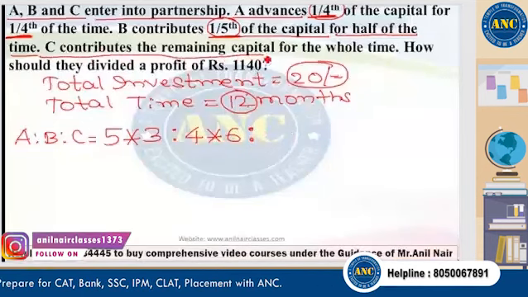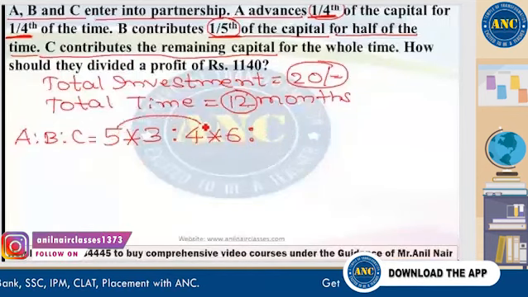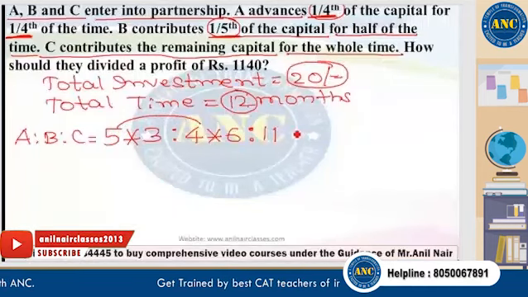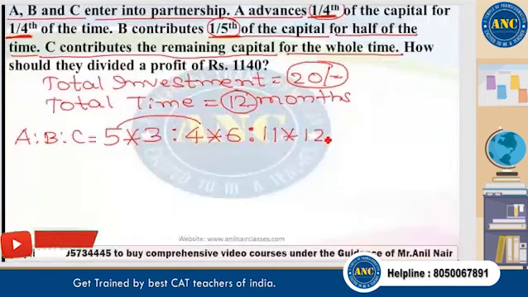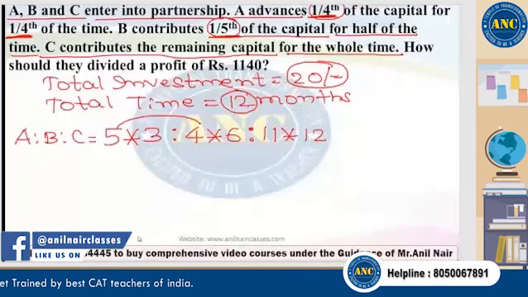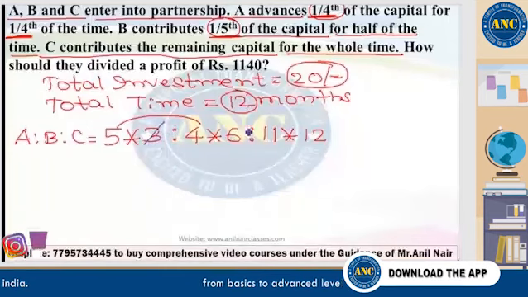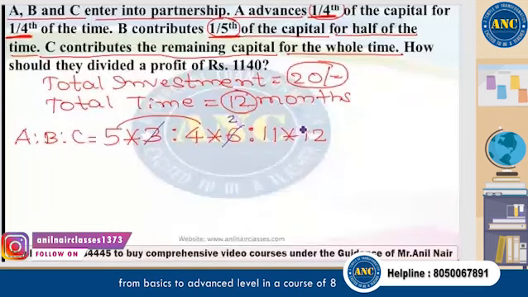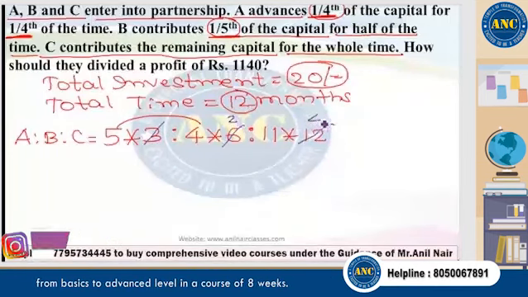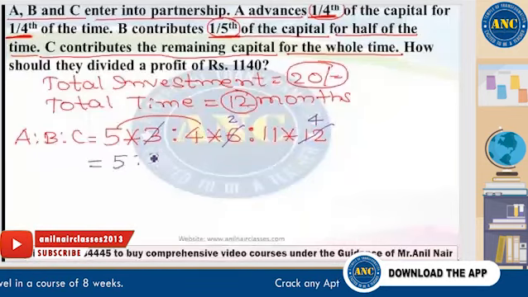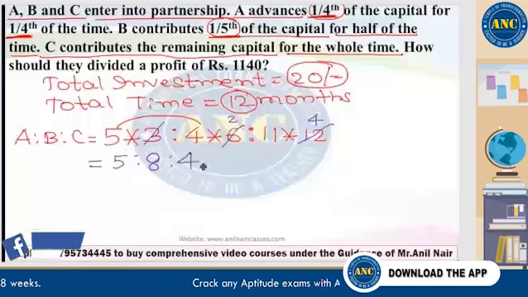C contributes the remaining capital. 5 plus 4, 9 rupees is over. Remaining is 11 rupees, for the whole time. Whole time is nothing but 12 months. If I further simplify, this is 3 into 1, 3 into 2, 3 into 4 is 12. So it is 5 is to 2. 4 into 2 is 8. 11 into 4 is 44.